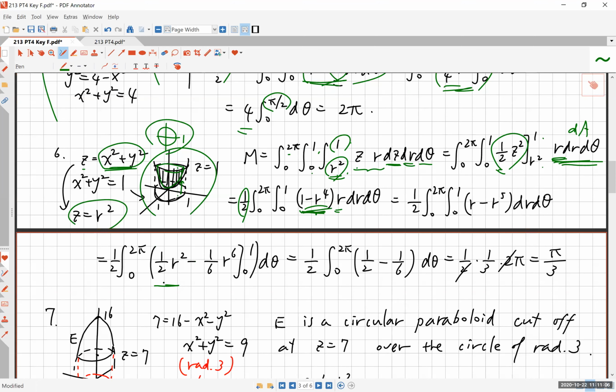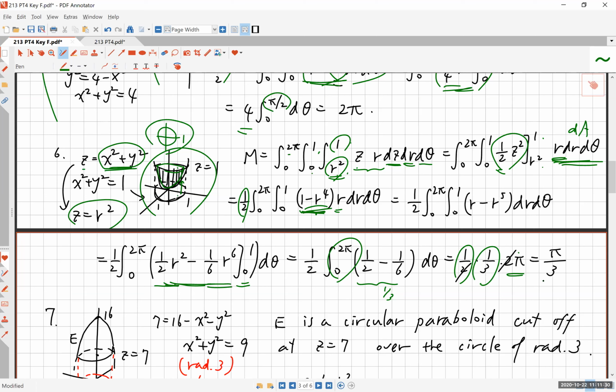And that's 1/2 r squared minus 1/6 times r to the 6th. That looks terrible, but fortunately the numbers are 0 and 1, so it's easy. It's 1/2 minus 1/6, and that is 1/3. So this part is 1/3, and you have 1/2 here. And then you have 2 pi coming from here. 2 and 2 cancel. The answer is pi over 3.